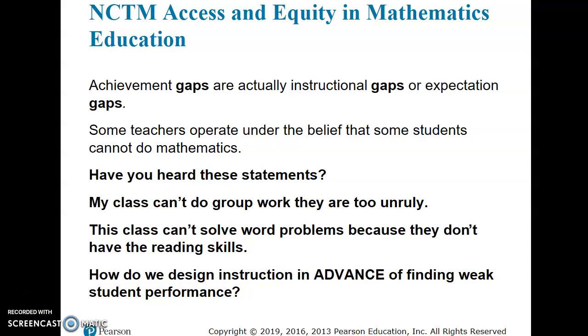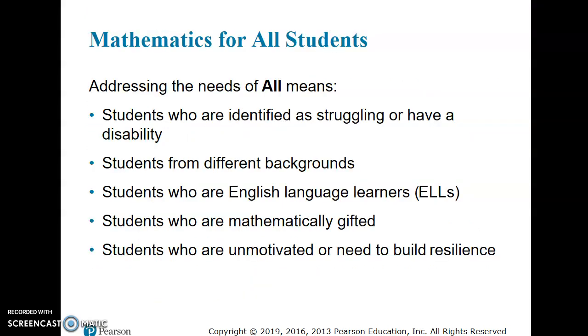When designing instruction, we are trying to fill in the gaps that students are missing. Make sure to design instruction with different learning strategies. Teaching for equity is much more than providing students with an equal opportunity to learn mathematics. Instead, it's attempting to attain equal outcomes for all students by being sensitive to individual differences.